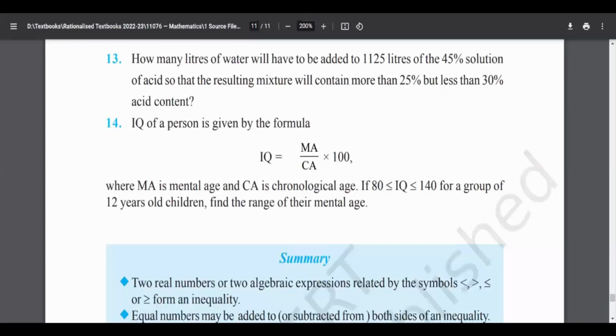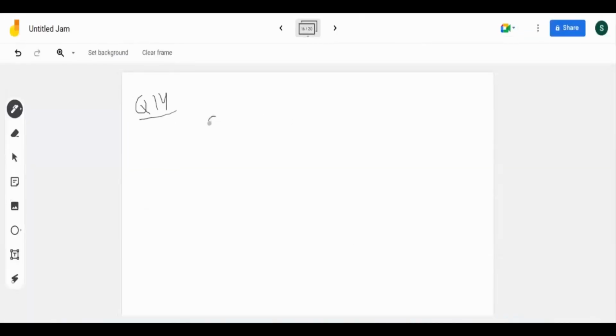Okay. And what we have given is if the IQ lies between 80 and 140 for a group of 12-year-old children. So we have given CA is equal to 12. Find the range of mental age. Okay, so it is again similar to the Fahrenheit and Celsius problem. Let us find the inequality first. What we have given is 80 less than equal to IQ less than equal to 140.